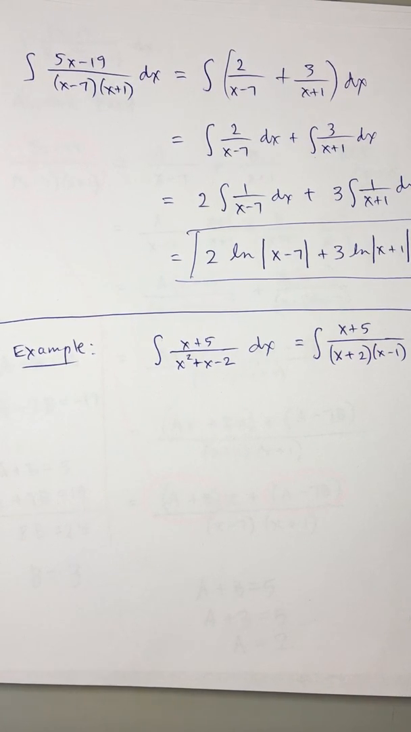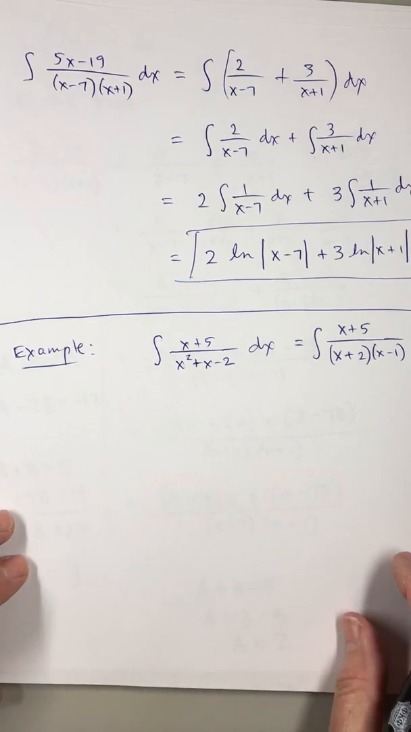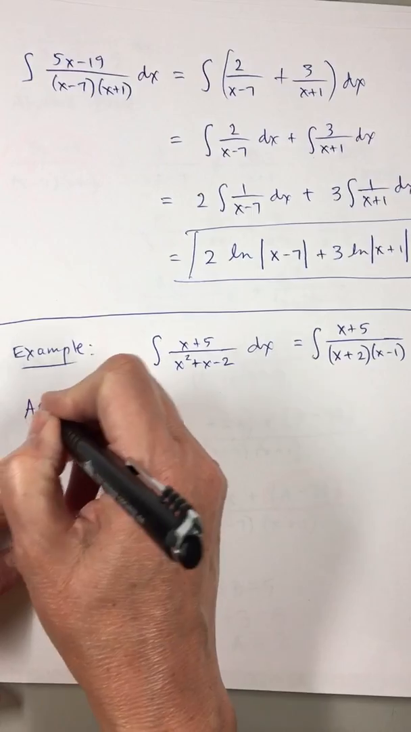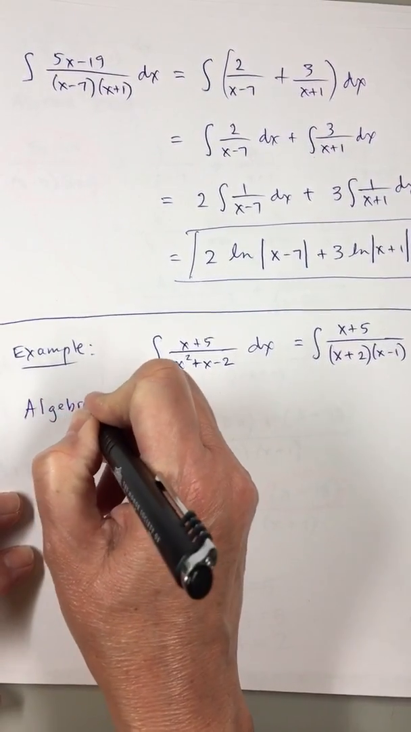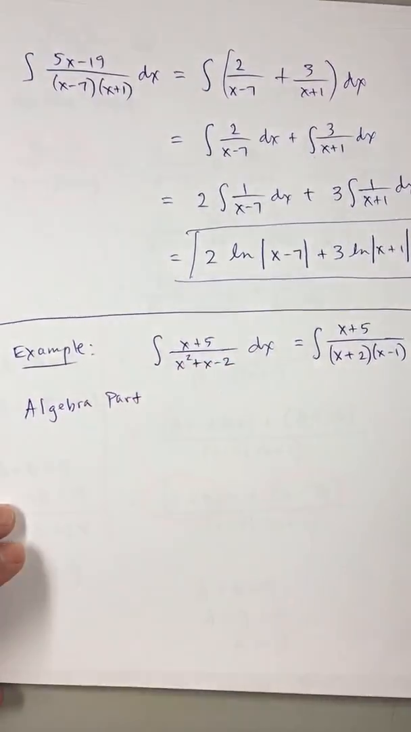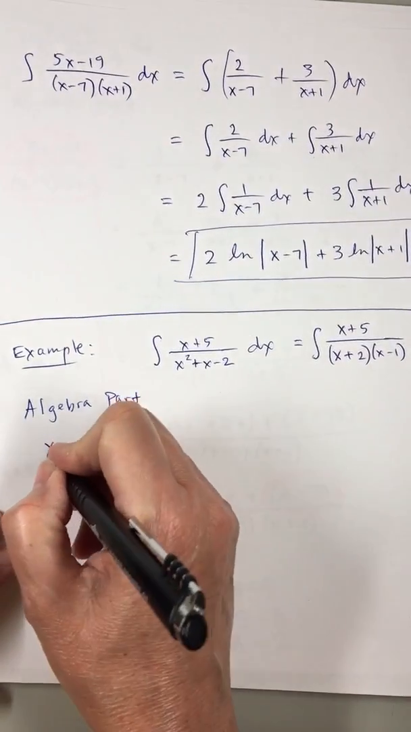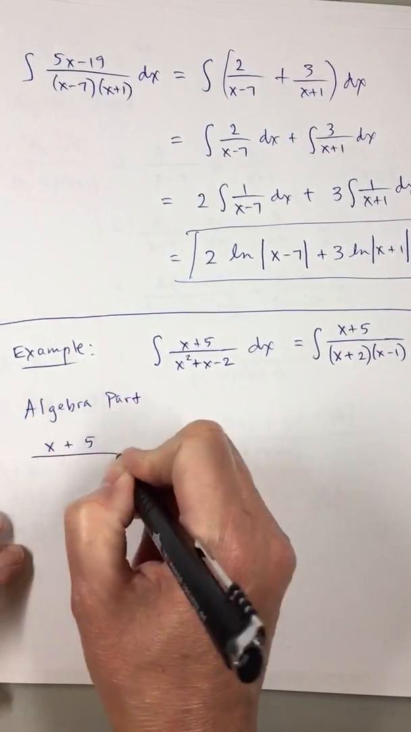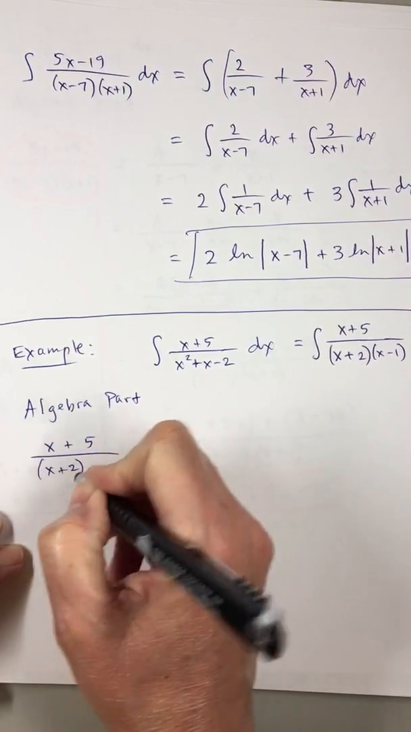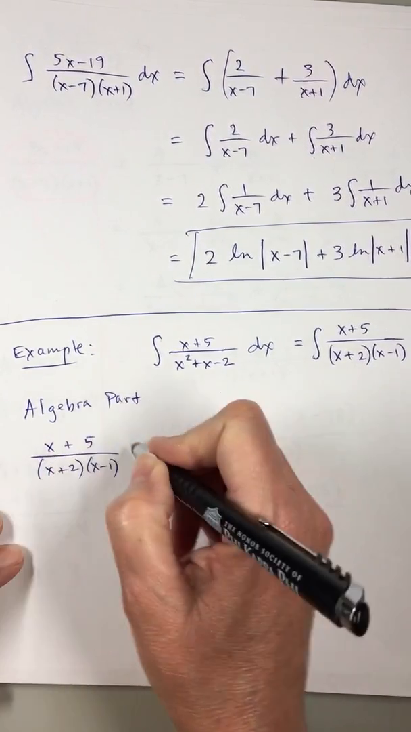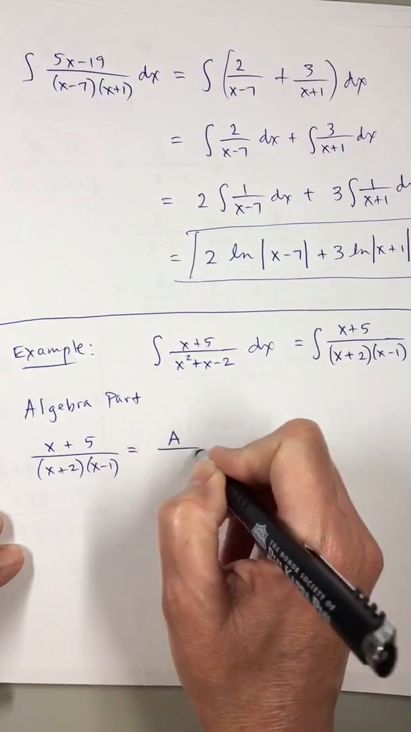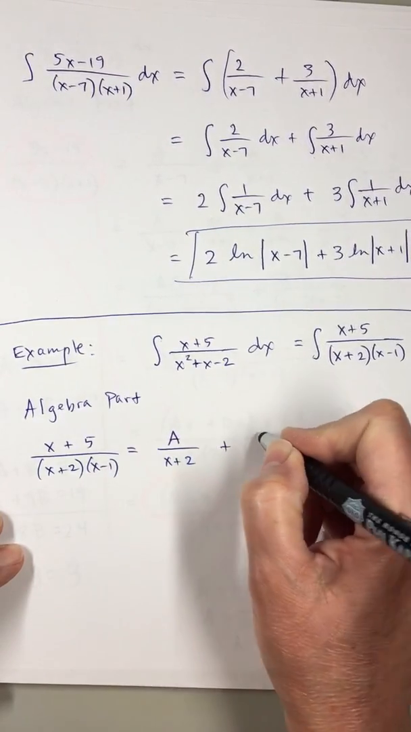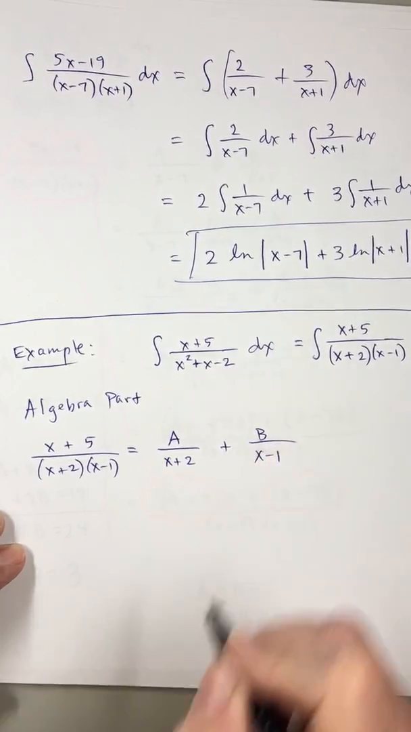Now I'm going to take that single fraction and split it up into two fractions where I can then do the integral of each of the individual fractions. I'm going to show you some shortcuts on this problem, and in fact I'm going to write the algebra part of this problem. I need to write x plus 5 over x plus 2 times x minus 1, and I need to write it equal to some number over x plus 2 plus another number over x minus 1.